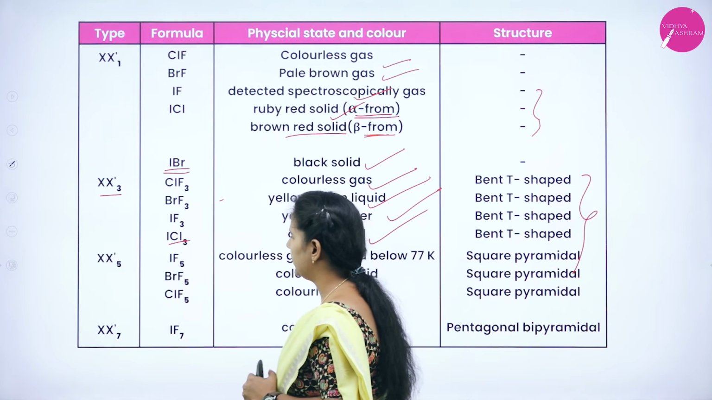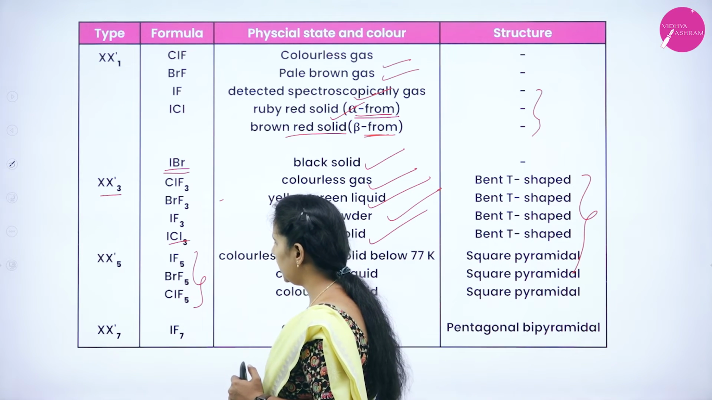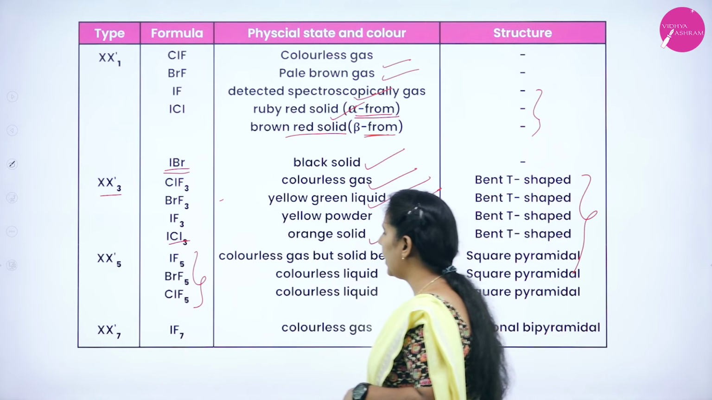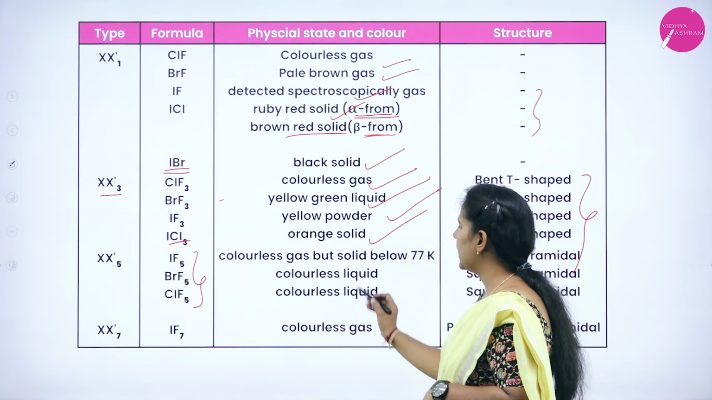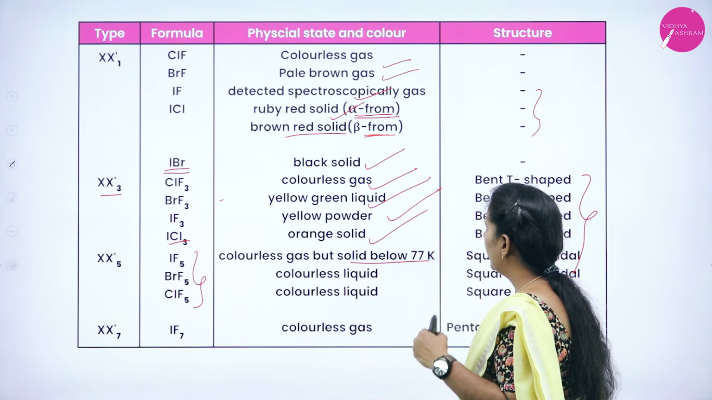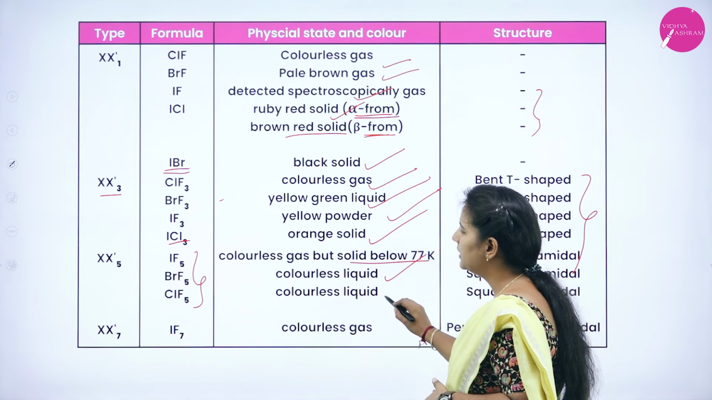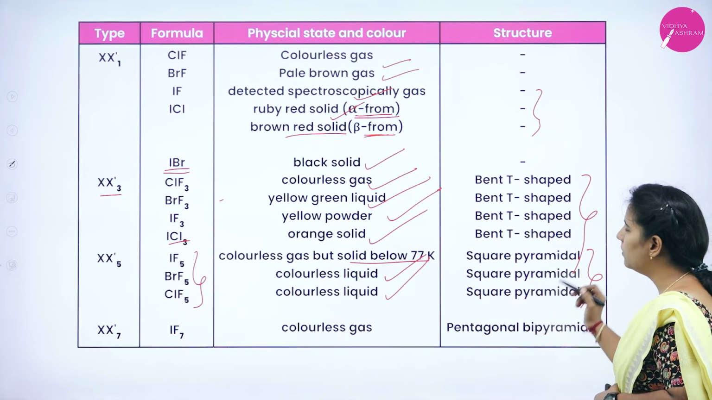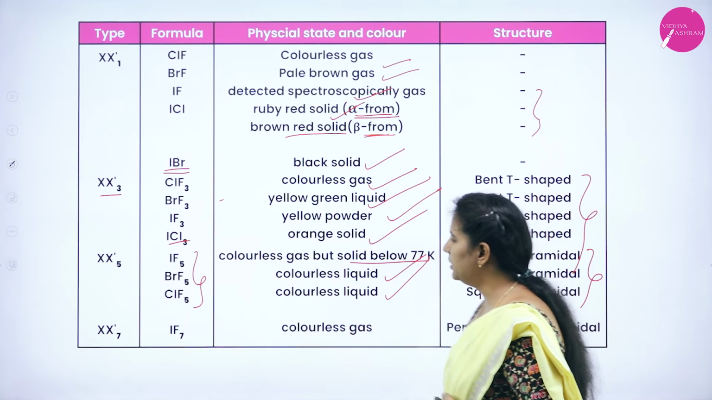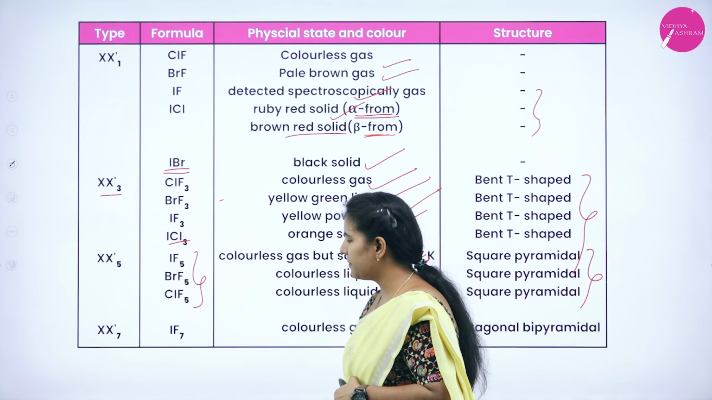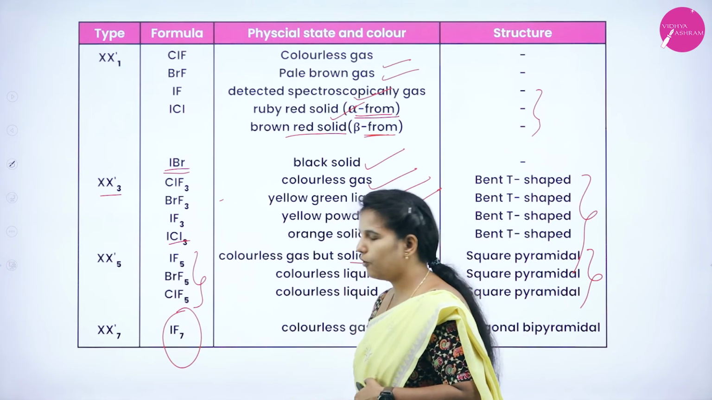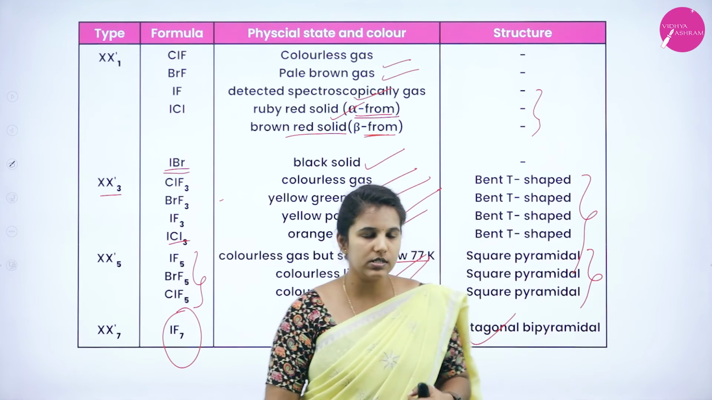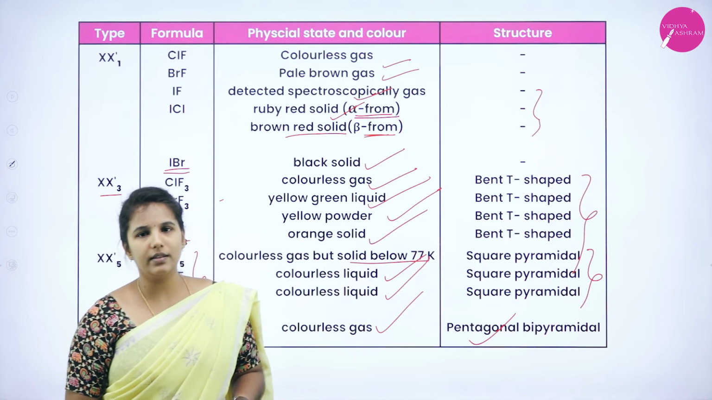Coming to the AB5 types, we have only 3 forms: IF5, BrF5 and ClF5. IF5 is a colorless gas but solid below 77 Kelvin, and it is colorless, and ClF5 is also a colorless liquid, and all three forms exhibit a square pyramidal shape. Coming to the AB7 type, we have only one formula, IF7, which is a colorless gas. It shows a pentagonal bipyramidal shape.